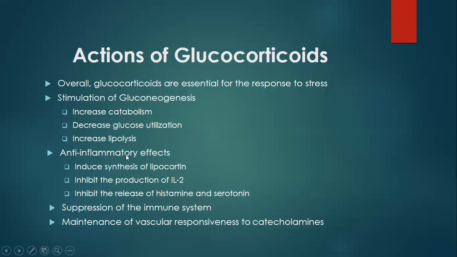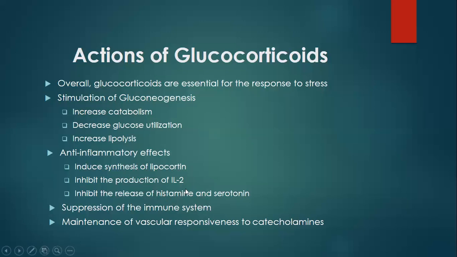Now, your glucocorticoids also inhibit the release of histamine and serotonin from mast cells and platelets. Remember, histamine is released by the mast cell. Serotonin is released by the platelets. These molecules also have a role in the inflammatory process. And so your glucocorticoid serves to inhibit the release of these molecules.